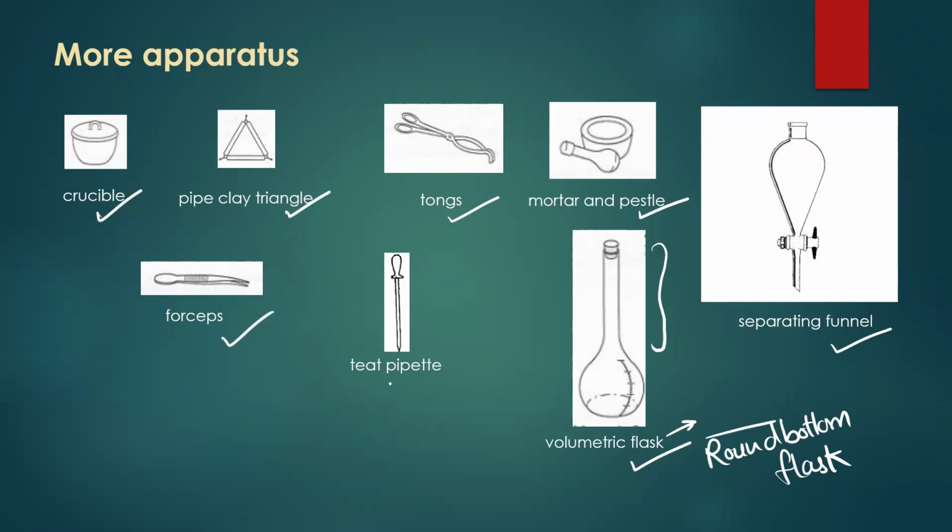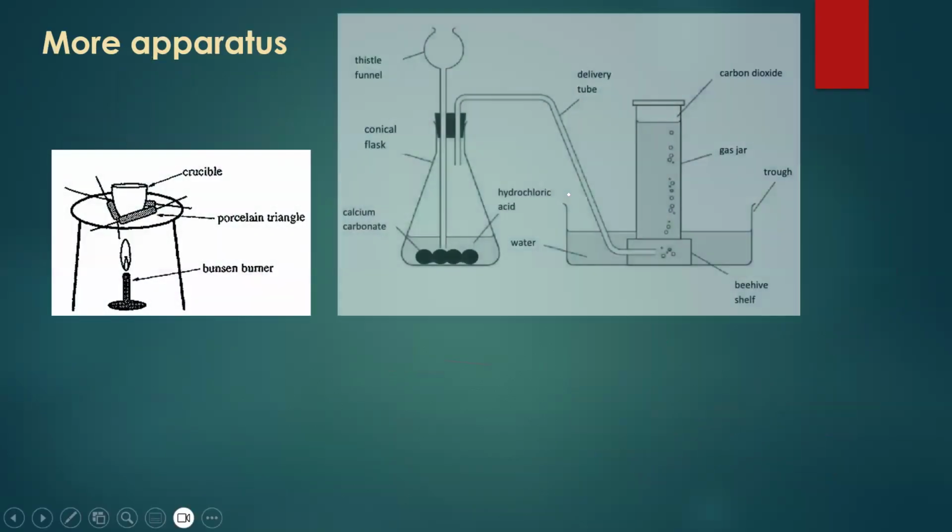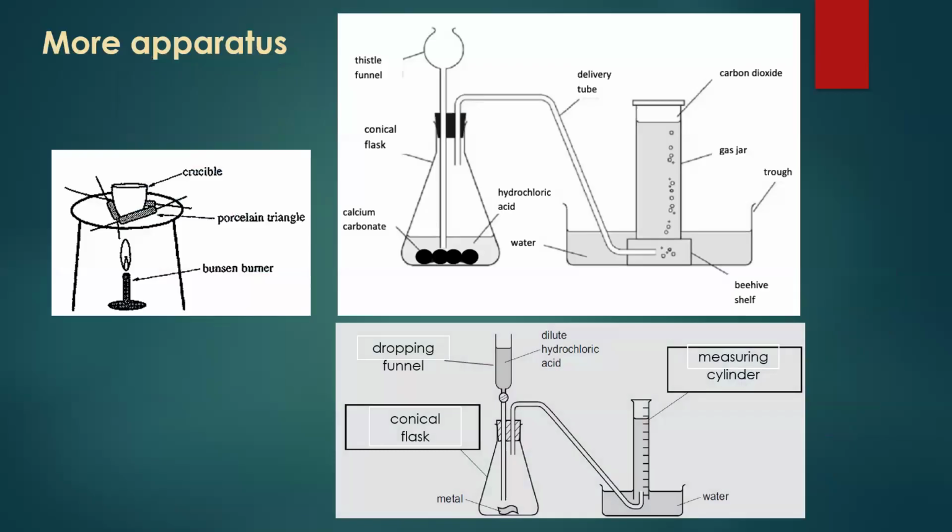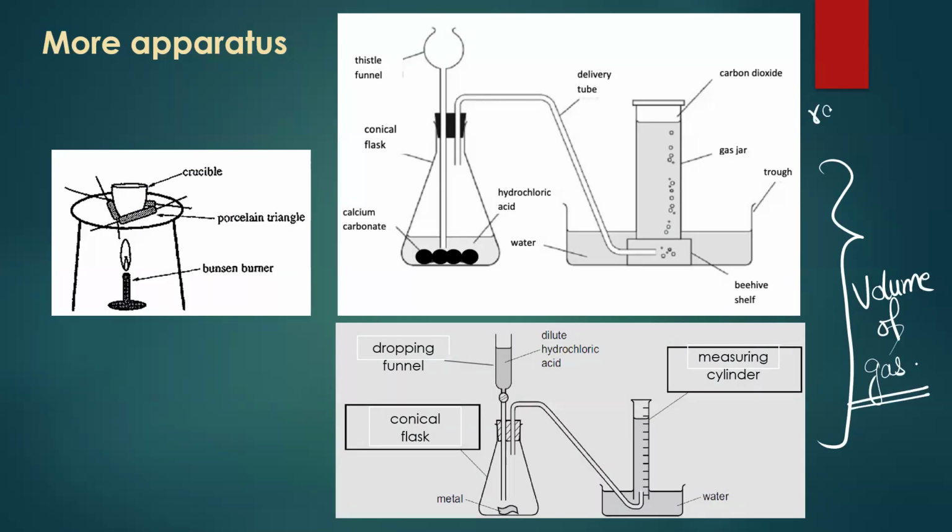Then these are forceps, and this is a teat pipette. Next, some more apparatuses. Now you should know what these apparatuses are used for. The last two apparatuses are used to measure the volume of gas formed in the experiment. Mostly this is used in rate of reaction experiments or in any experiment in which gas is forming. So you need these apparatuses to collect and measure the gas. This gas should be insoluble in water. Then you have this method to burn something.